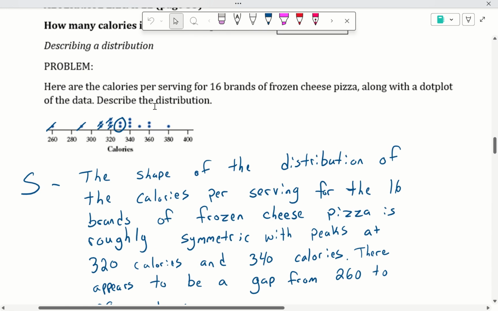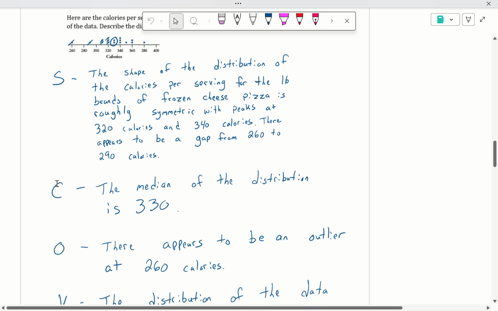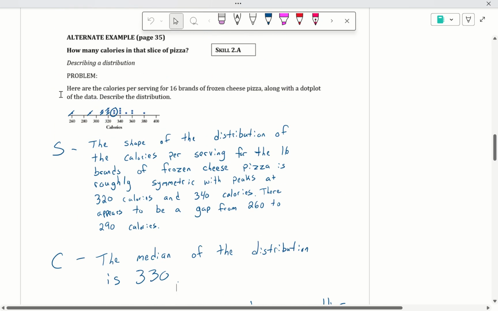When we're asked to describe a distribution, there's a few things we have to make sure we hit on: shape, center, outliers, and variability. So let me clear this out a little bit. First off, shape. The shape of the distribution of the calories per serving for the 16 brands of frozen cheese pizza is roughly symmetric with peaks at 320 and 340 calories. You see that right there. If you wanted to say it's bimodal, that's okay. You could also say it's got peaks at those two places. You could say it has 2 peaks.